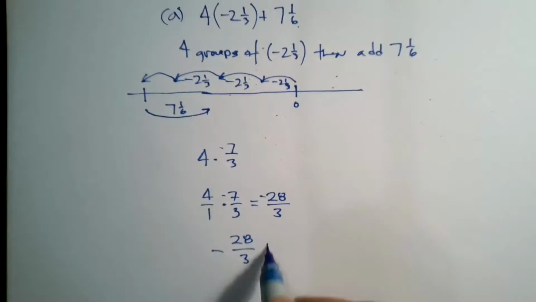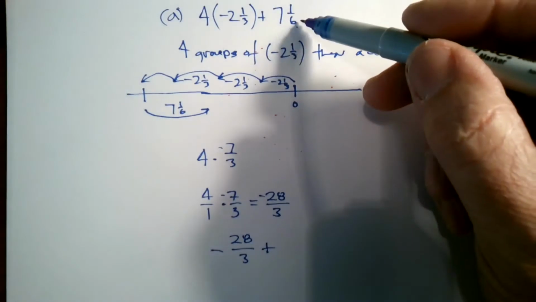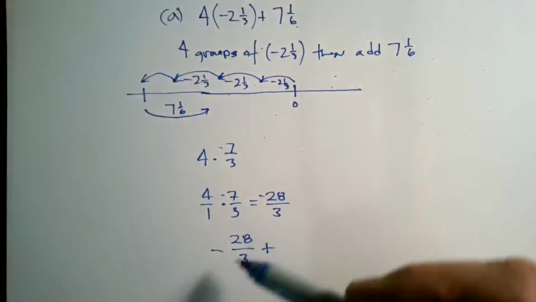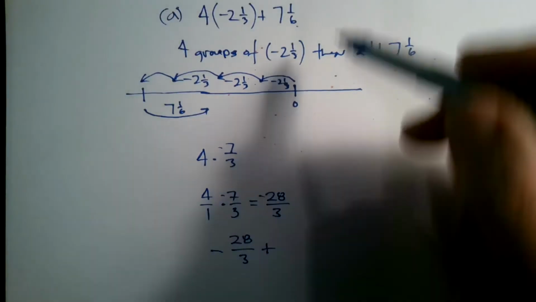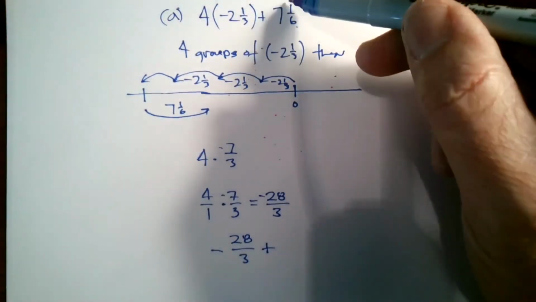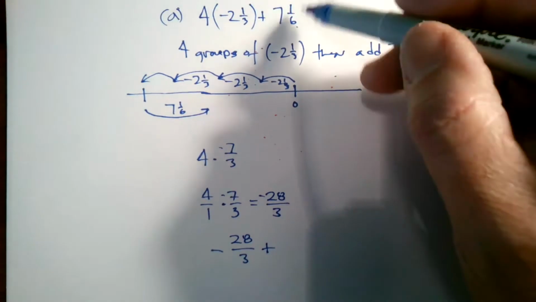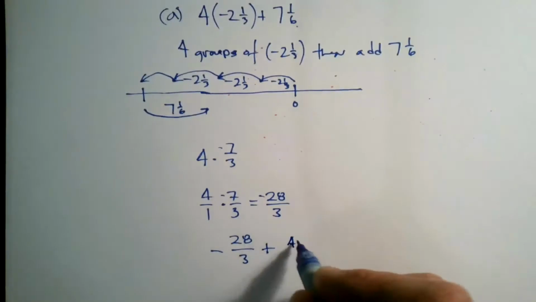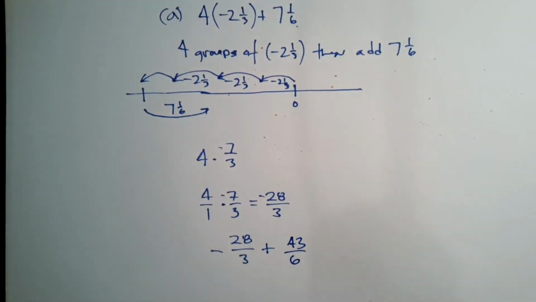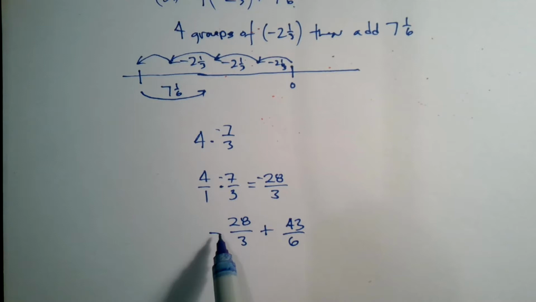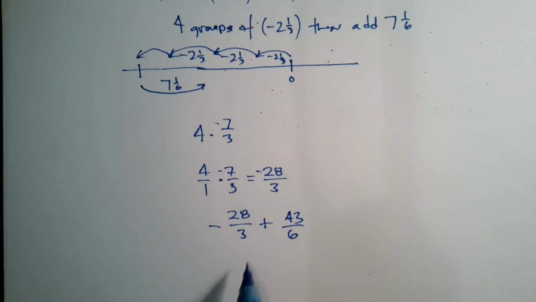Now I'm going to add that to 7 and 1/6. We're adding a negative, which means we're really going to subtract them. When adding or subtracting, it's good to have a single fraction and a common denominator. So I'll change this one: 6 times 7 is 42, plus 1, is 43/6. Now I've got 2 single fractions. I have a negative and a positive, so really I'm going to subtract them, but I need a common denominator.